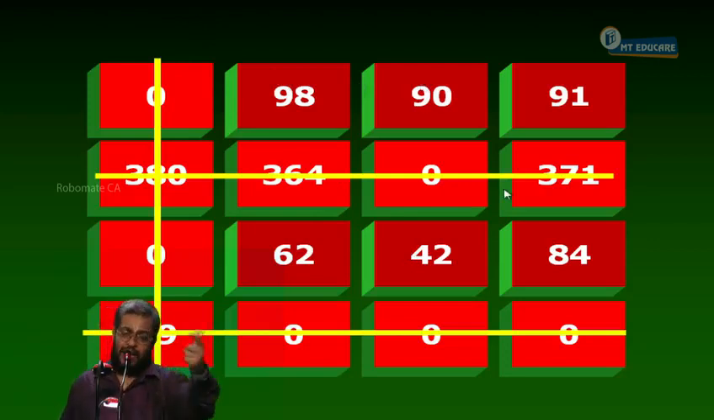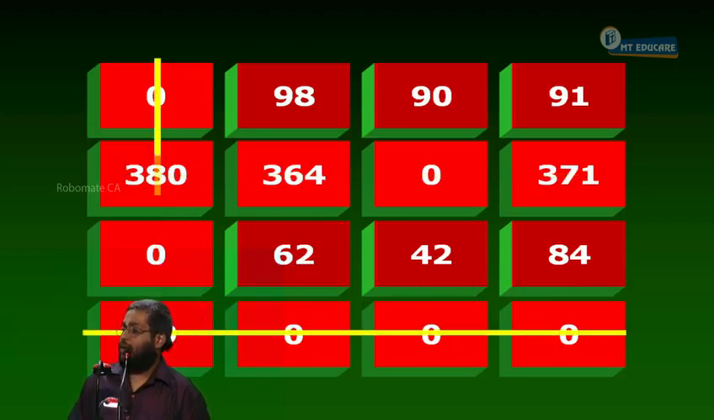You just listen and then you can copy it. Okay, now don't write. Tell me, what has happened to 0? 0. 98 minus 42 gives you 56. 90 minus 42? 48. 91 minus 42? 49. 380 plus 42 gives you 422. This 364? 0, 371, unchanged. 0, unchanged. 62 minus 42? 20. 0, 42. This 48 plus 42 becomes?